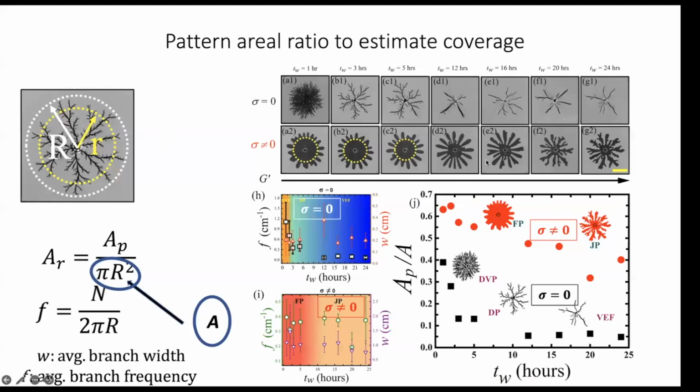And here are the patterns that we formed. This is with surface tension 0. This is with surface tension not equal to 0. This is the development of the patterns as the age of the clay increases.